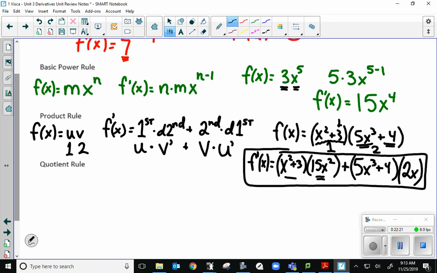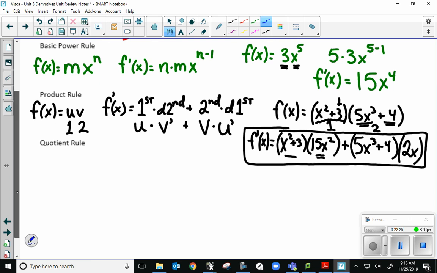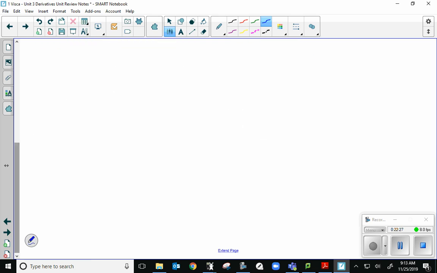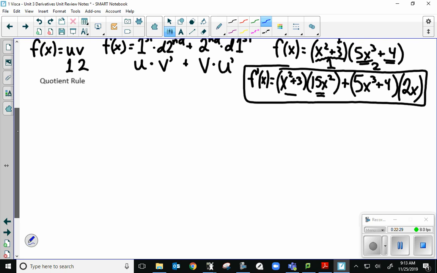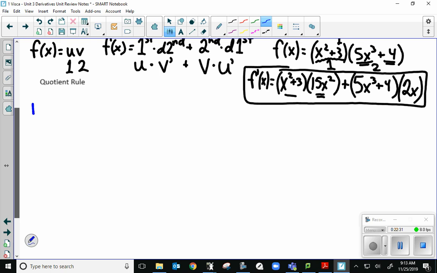All right, now the last one here, the quotient rule. And there is a little rhyme I use for this one. Quotient rule. If f of x has two functions, u divided by v, this is what we do. It is a little rhyme here.